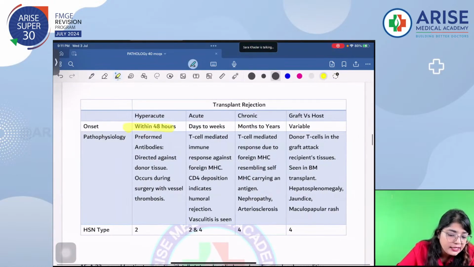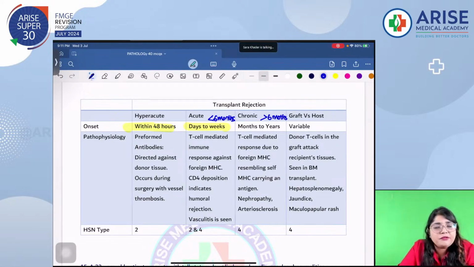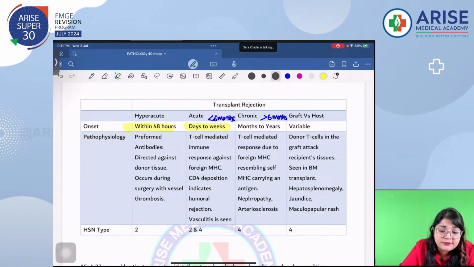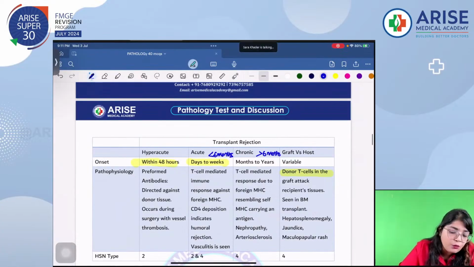Within 48 hours, if the graft rejection happens, it is hyperacute. What about acute? It takes around days to weeks, even less than 6 months. More than 6 months is known as chronic, or months to years. And graft versus host disease is variable, but the T cells that are involved are donor T cells.